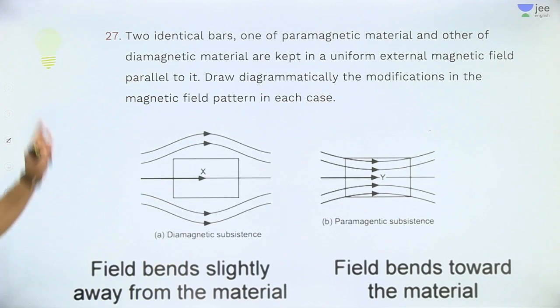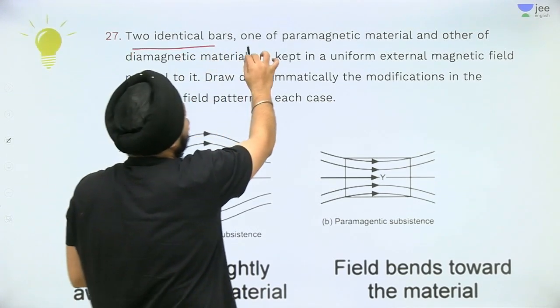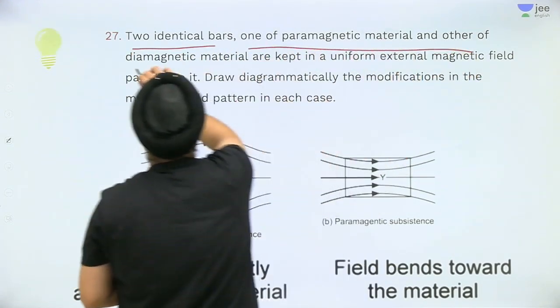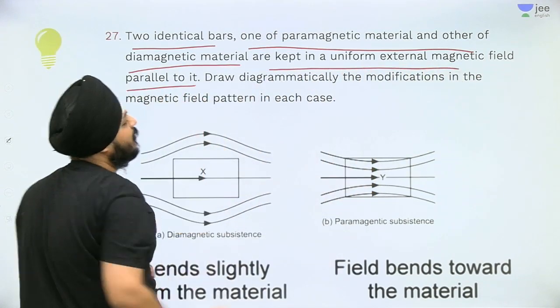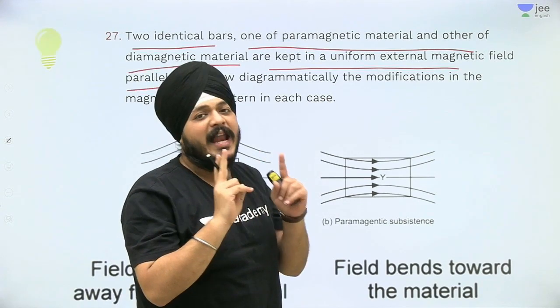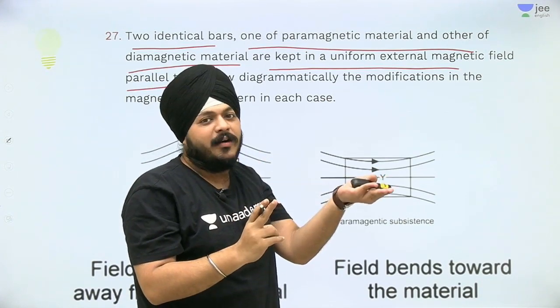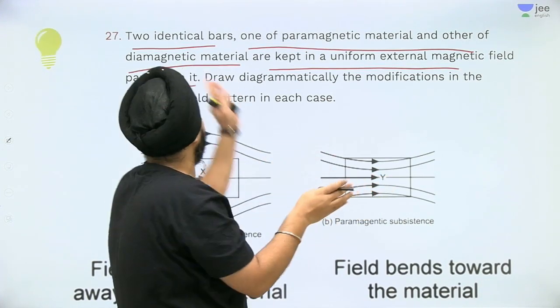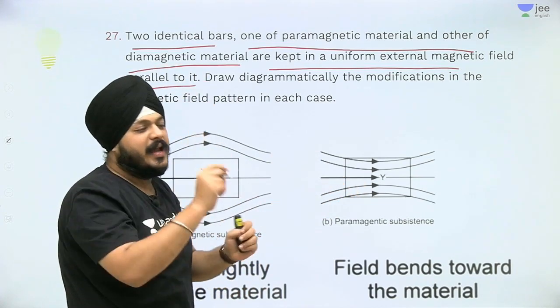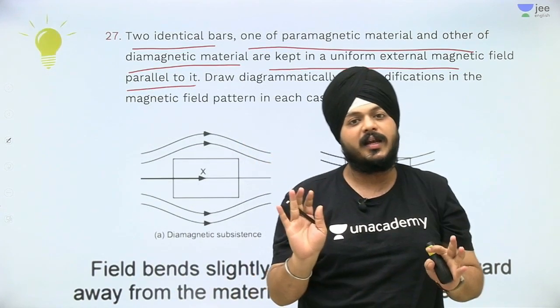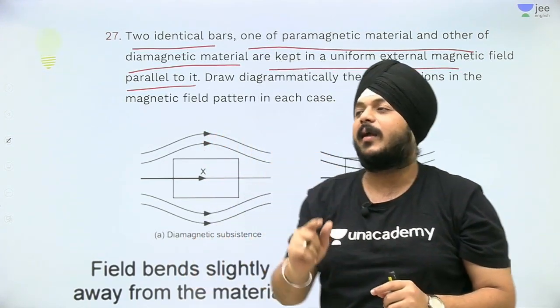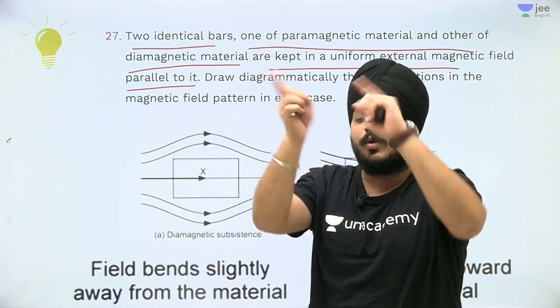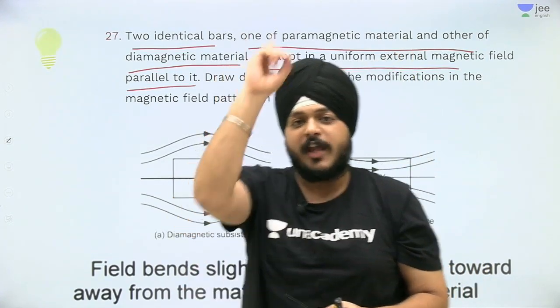Moving forward, two identical bars, one of paramagnetic material and the other of diamagnetic material, are kept in a uniform magnetic field parallel to it. We have a uniform magnetic field, parallel to it, and in one we place the diamagnetic material and in the second we place the paramagnetic material. Now, according to the properties of diamagnetic and paramagnetic materials, there would be a shifting of the field lines.